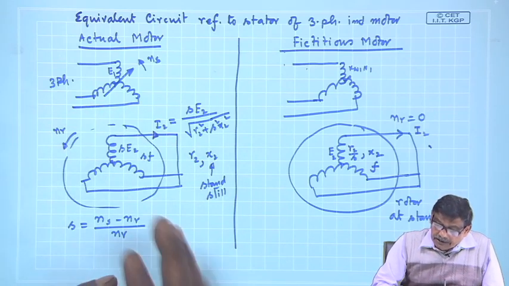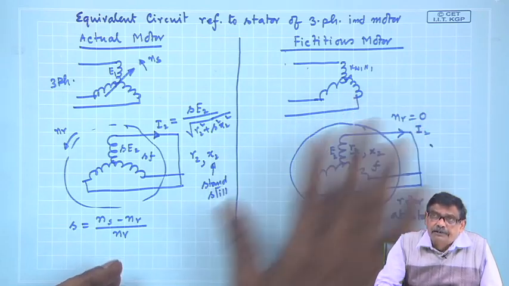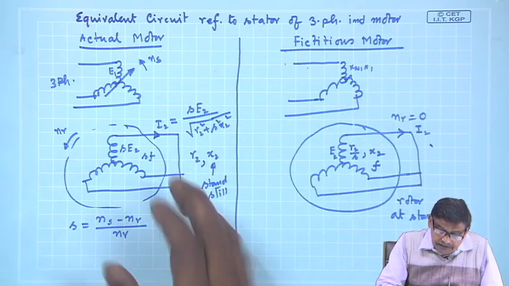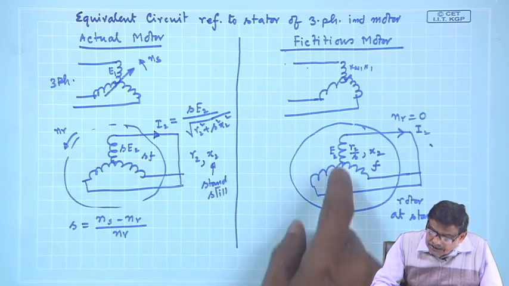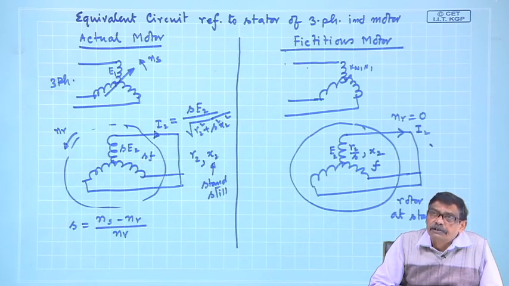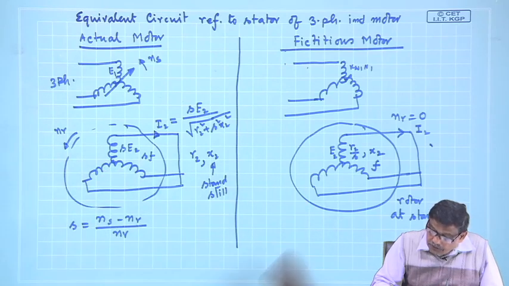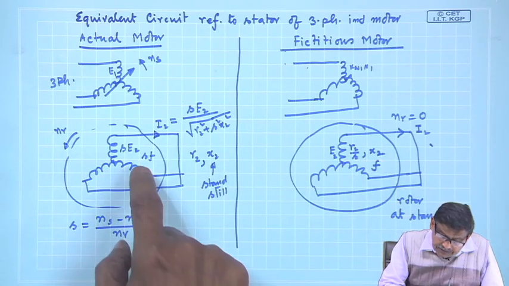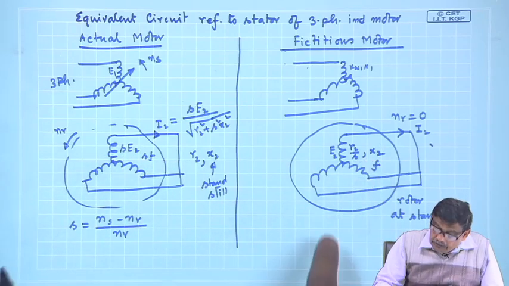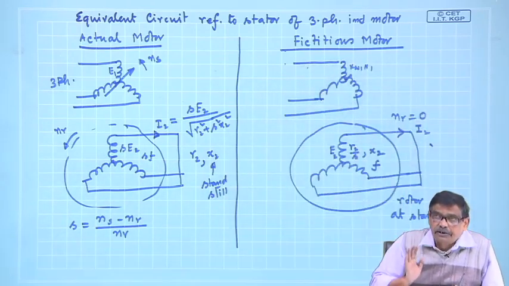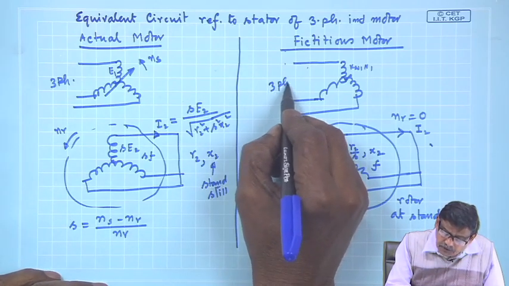Now, imagine this fictitious motor. It is non-existent, it is not there. What is there is this motor. Now, I am telling you to imagine its rotor resistance per phase is R2 by s, where s is the slip of this actual motor, and X2 is the same X2 as here at standstill condition, and the machine is stationary. And you have applied the same 3-phase voltage.